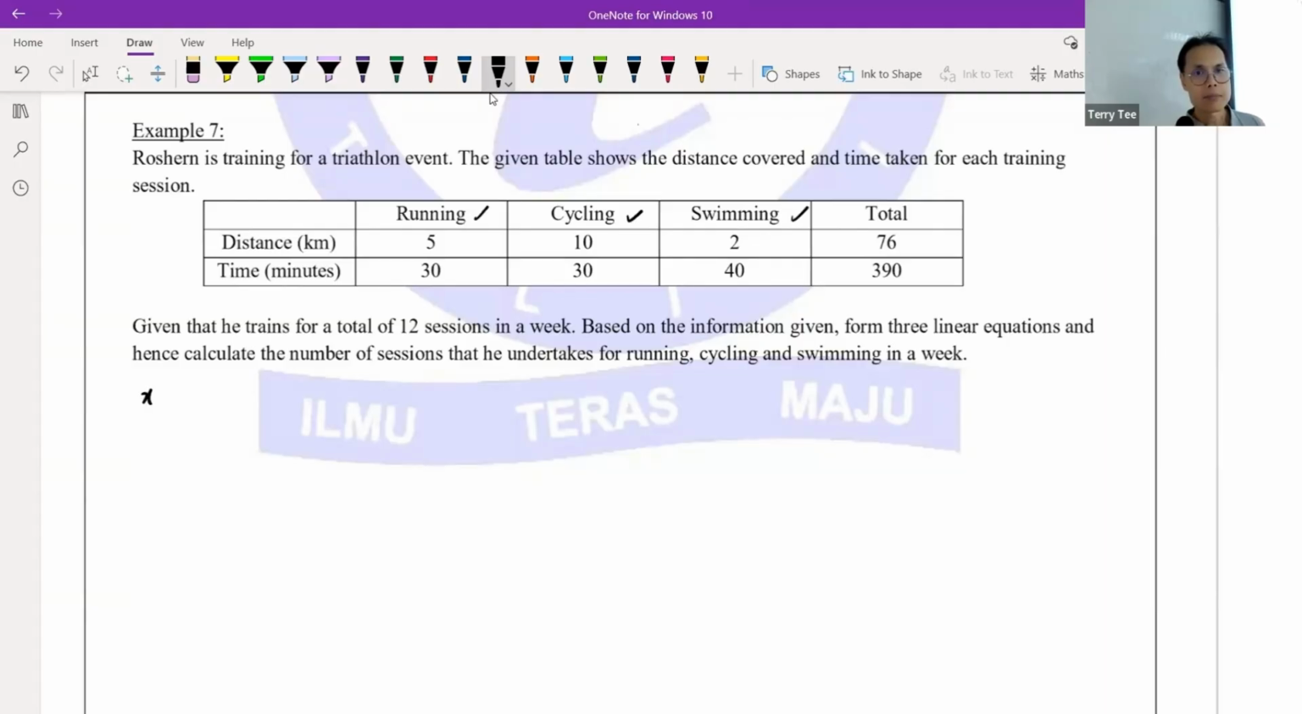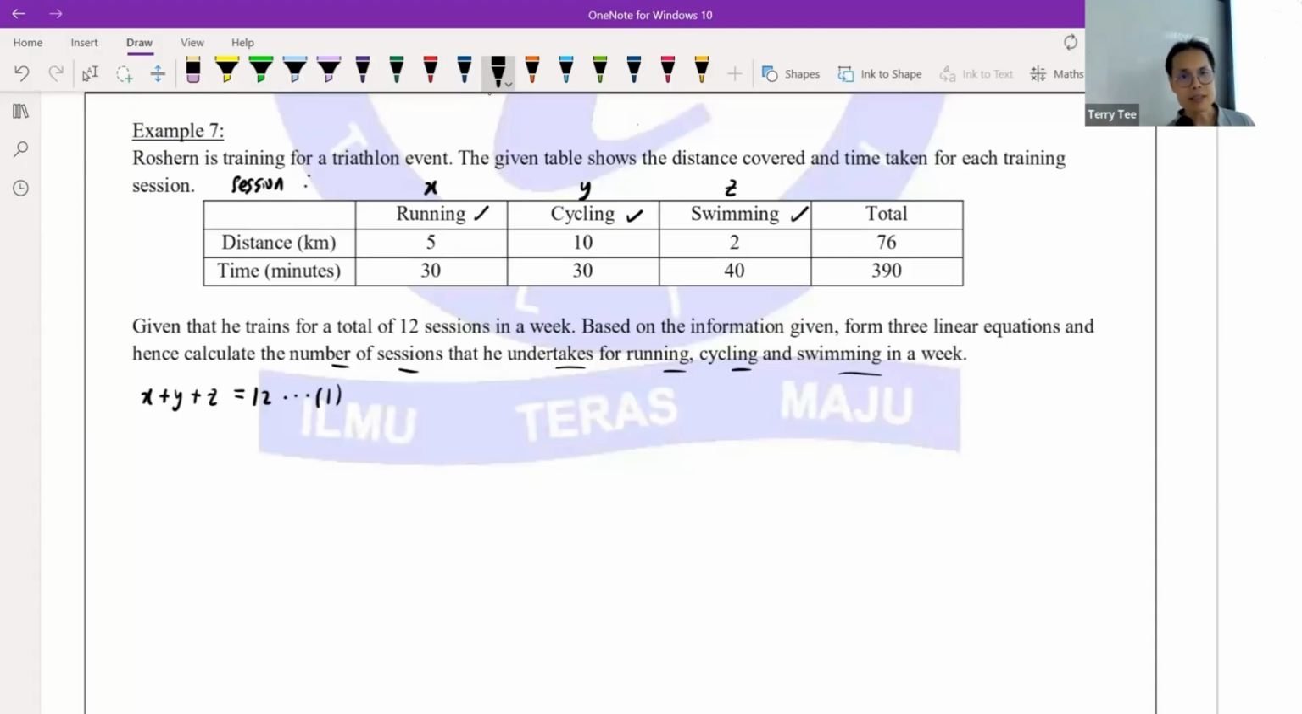So we know the total, because he trained supposed to be X hours of running a week, Y hours of cycling, and Z hours of, or should I say this is sessions? The number of sessions, okay? Because you are finding the number of sessions that he undertakes for running, cycling, and swimming in a week. So X is the number of sessions that he spent running, Y is the number of sessions he spent cycling, Z is swimming. So we know the total number of sessions that he did in a week is X plus Y plus Z equals 12. Let's call this equation number 1.